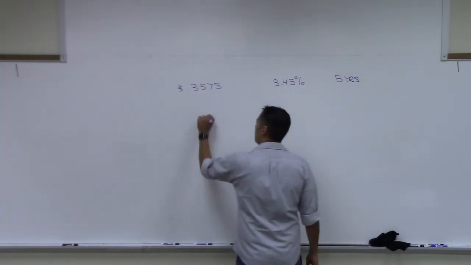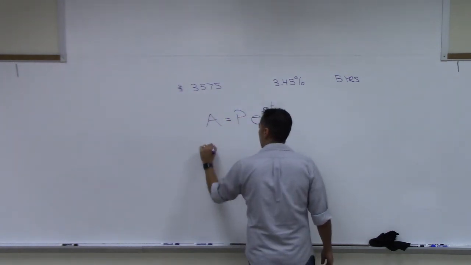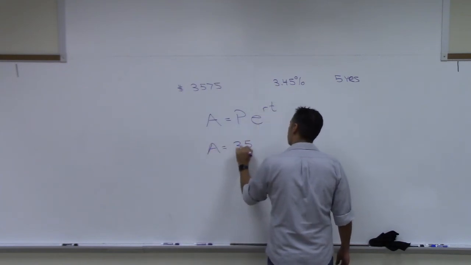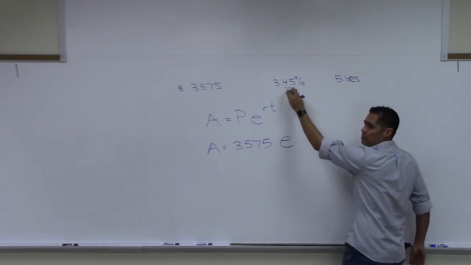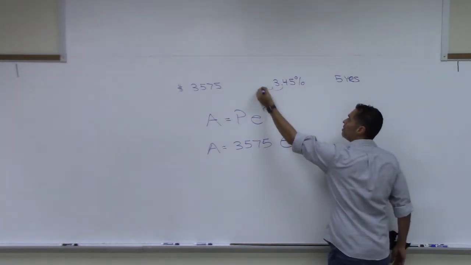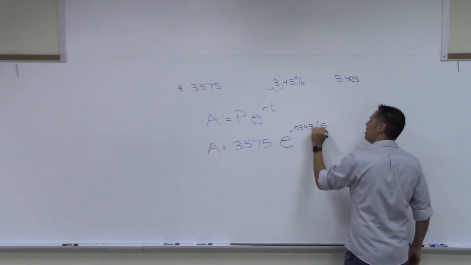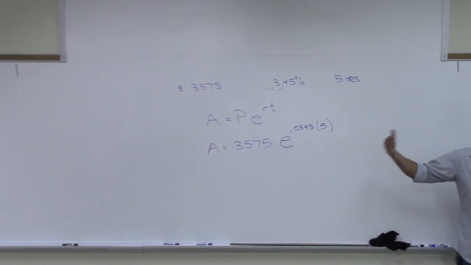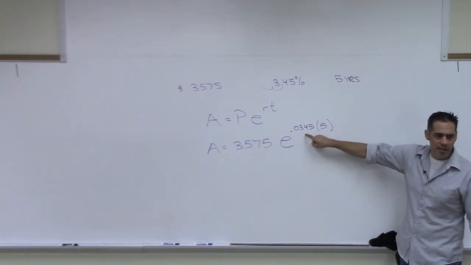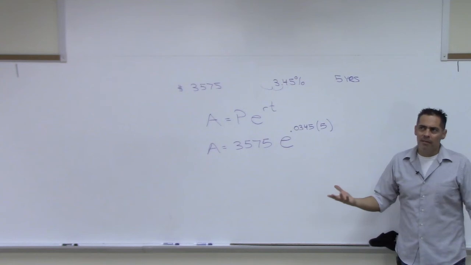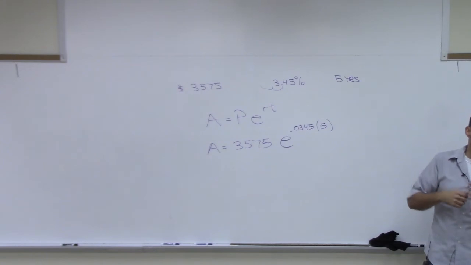So, same formula. A equals P E to the RT. So A will be equal to our principal, 3,575. That's how much money we started with. E raised to the interest rate, converted to a decimal, moved 2 places, so 0.0345 times t, which is 5. So it's very similar to the previous problem. The only difference is that number right there, right? That's the only difference between number 9 and number 10, is the interest rate's different. And this is you putting money into the bank, so you're going to have more money there at the end, as opposed to you borrowing the money and owing more at the end.